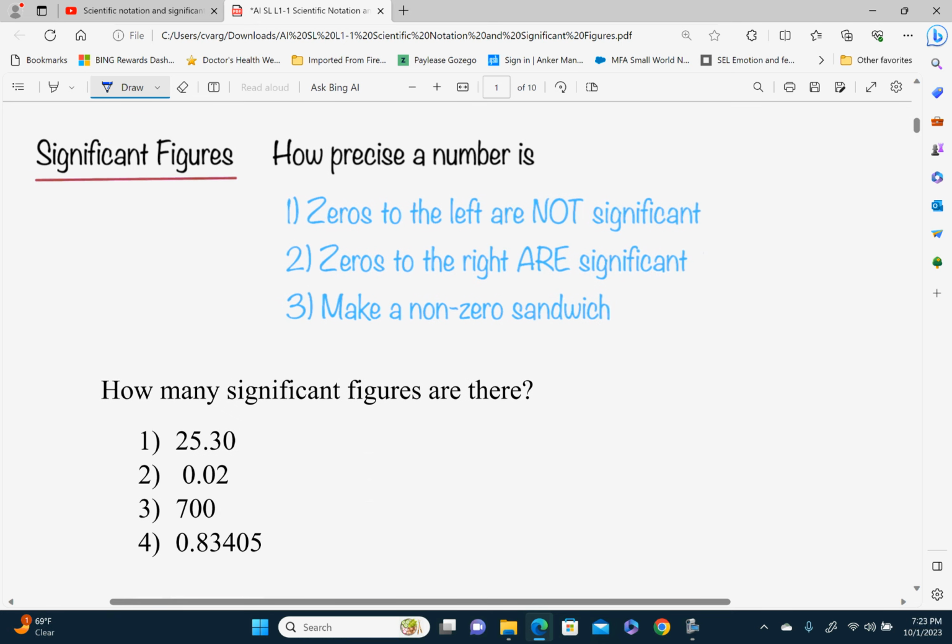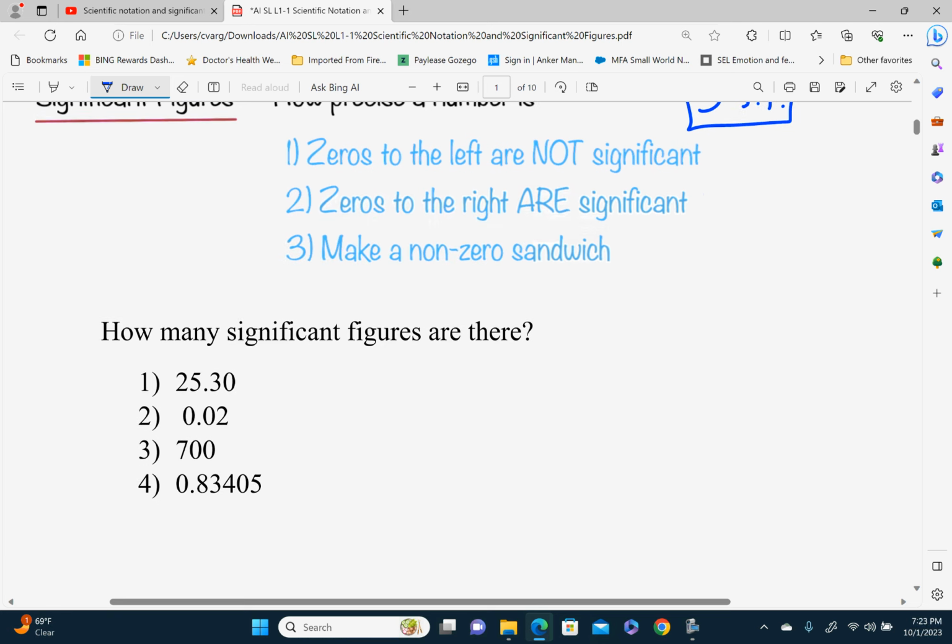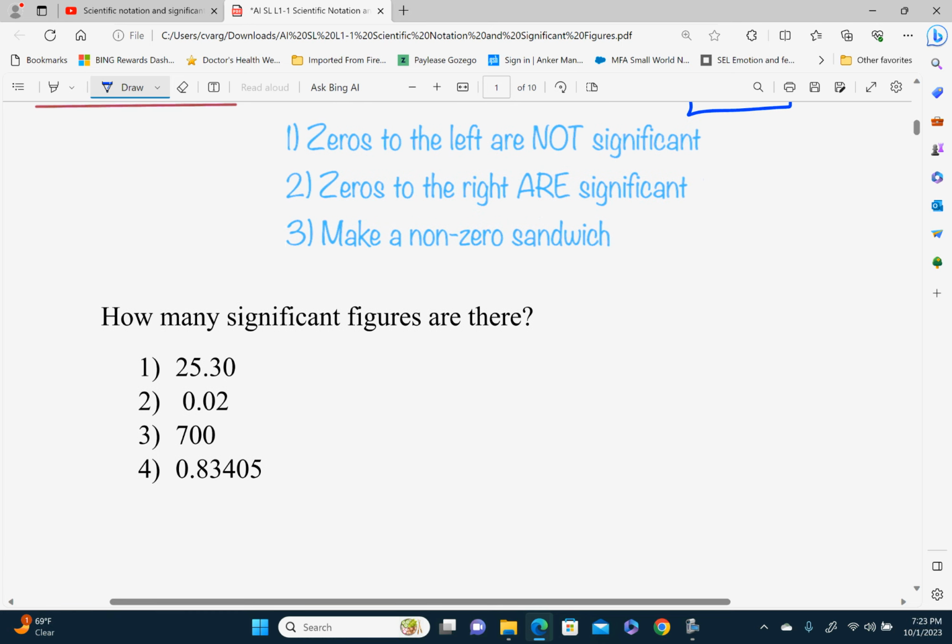All right, so three significant figures. Significant is how precise a number is. And for IB, you always want to round to 3 significant figures unless you're told otherwise. Okay, so we're going to go through a couple of problems just to make sure that we're good. Zeros to the left are not significant. Zeros to the right are significant. And we're going to say mostly, okay? And make a non-zero sandwich to see how precise the number is. So we'll talk about what that means in a second.